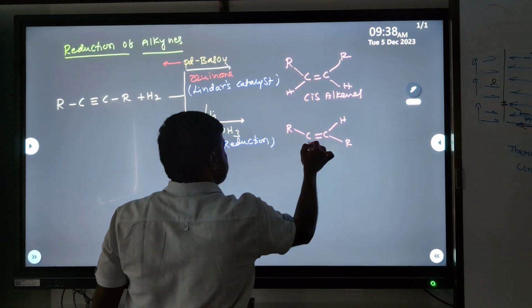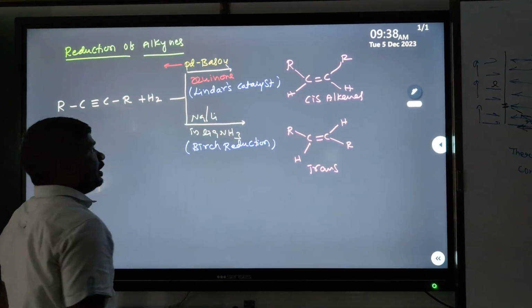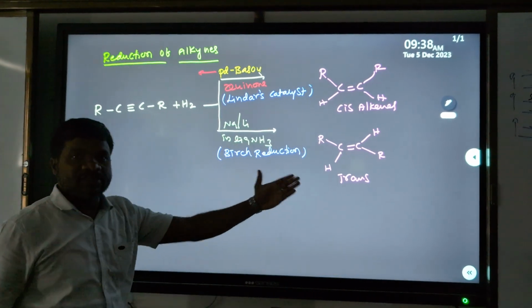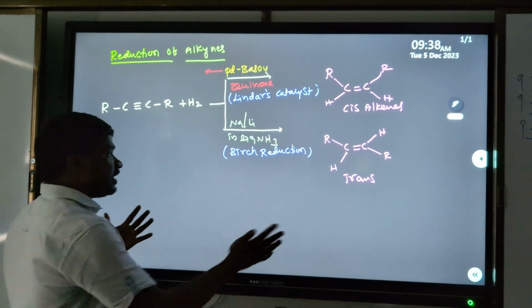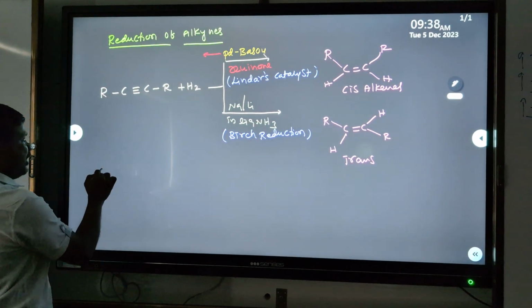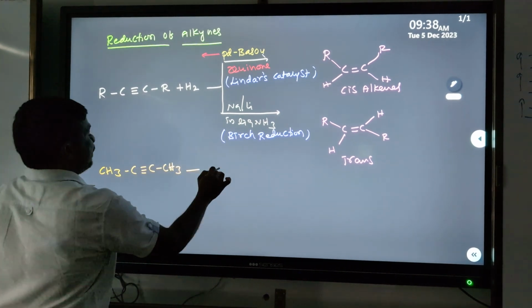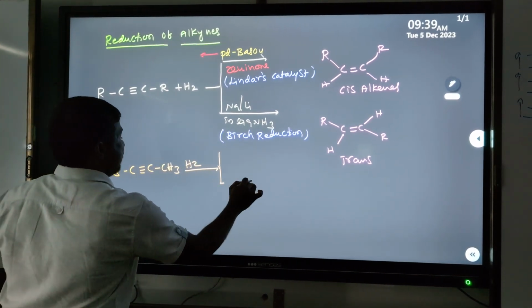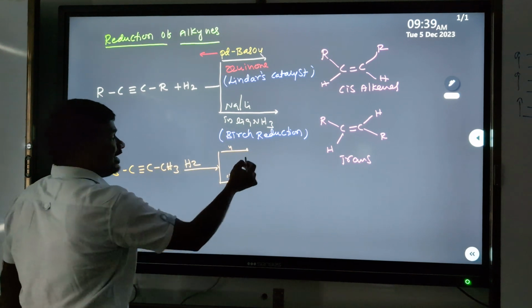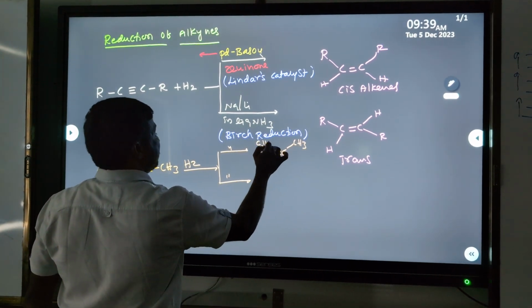So here this is a trans-alkene. In the first case, using Lindlar's catalyst, it is a cis-alkene. In the other case, it is a trans-alkene. Sometimes they ask a question. If they give an open chain compound, it is very easy to understand whether it is cis or trans. But here, for example, with H2, the same case. For cyclic systems it is not easy to tell cis and trans.